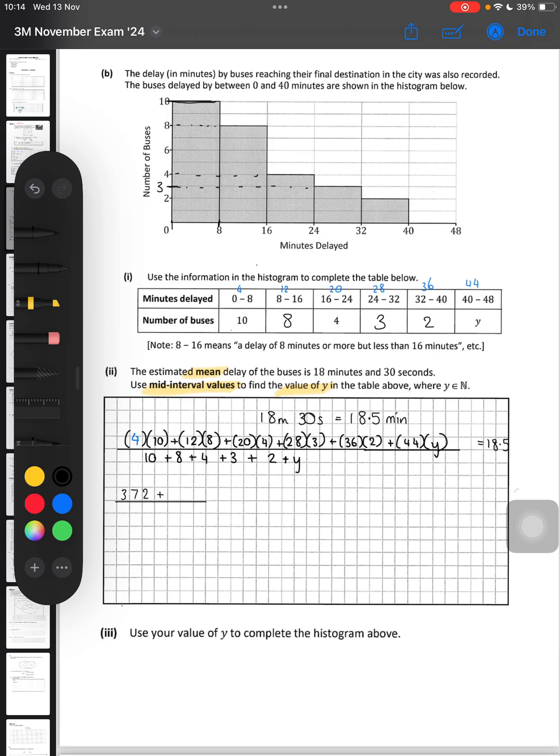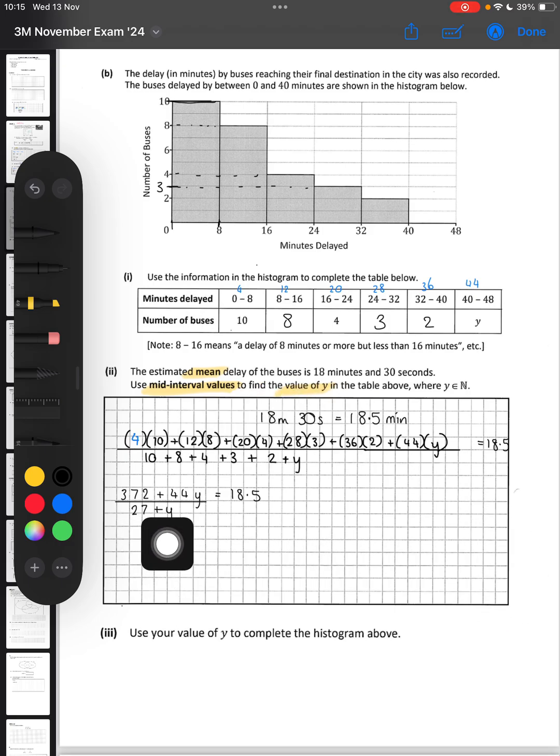Okay, and I still have my 44 times y that I can't add on. And on the bottom line, likewise, I can add all my constants together to give me 27, and the y won't add on. So this is all equal to 18.5.